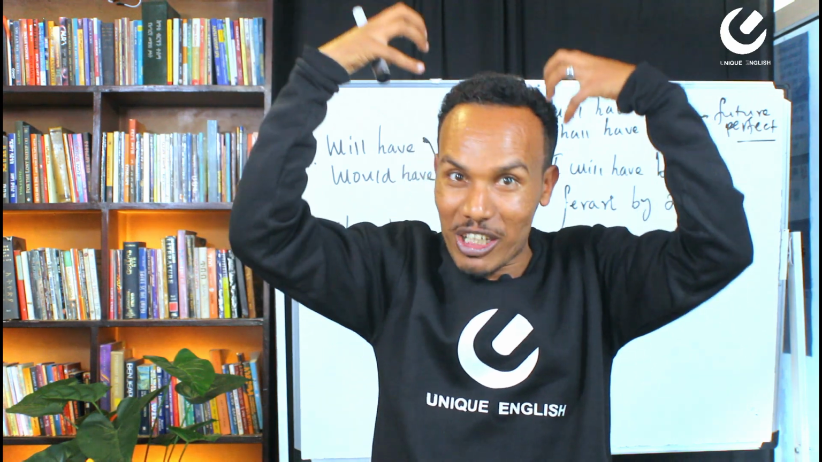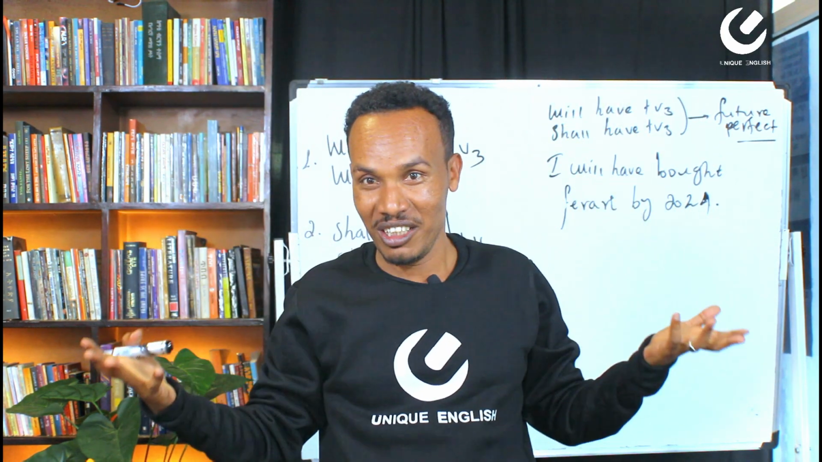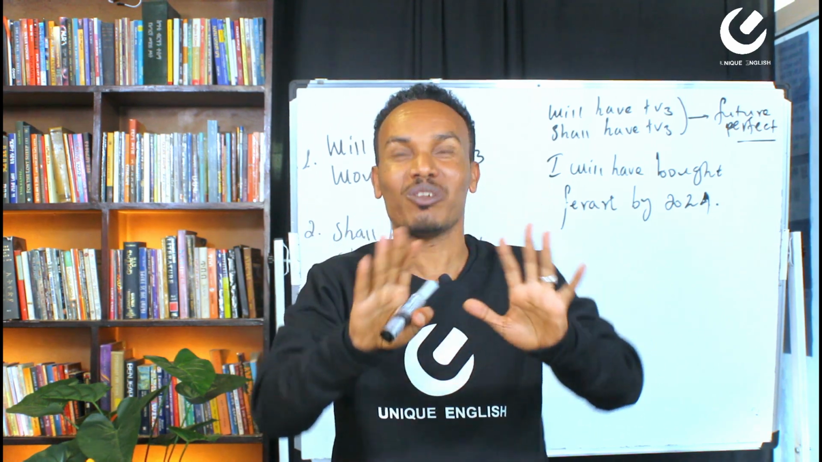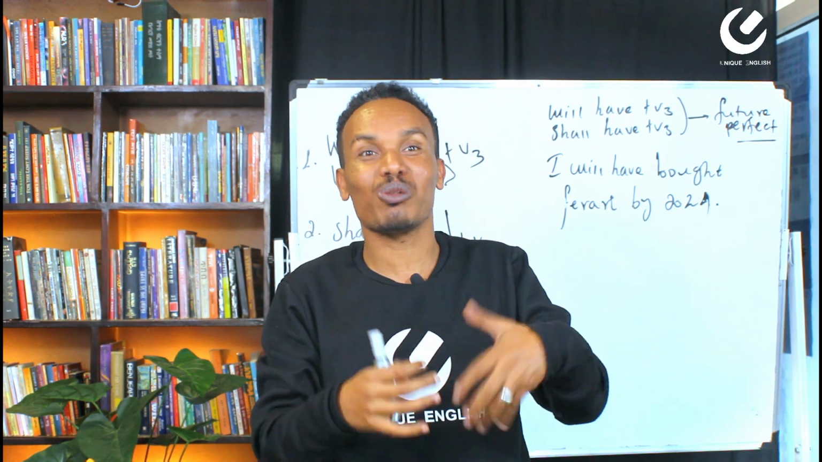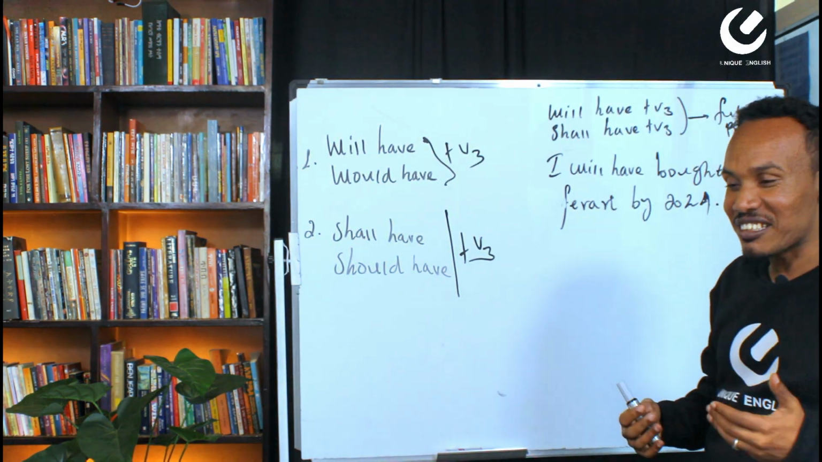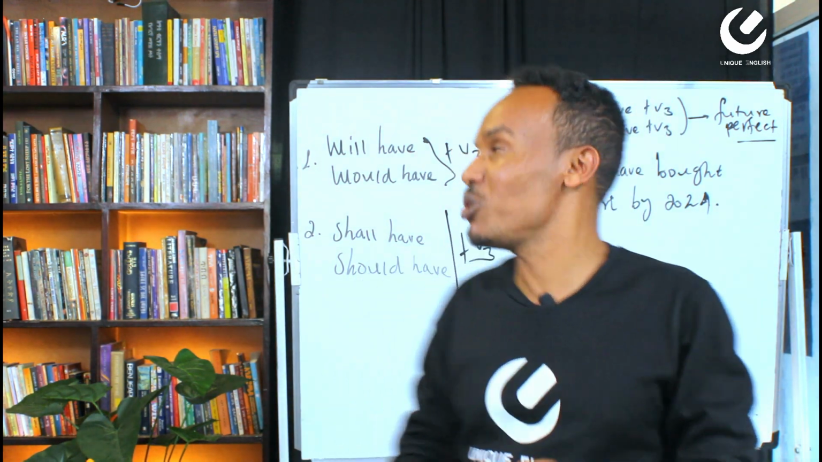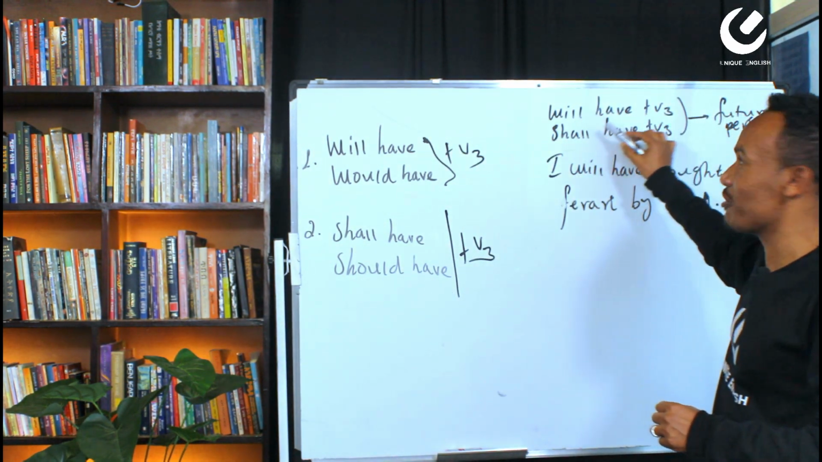When you have some sort of imagination about your future and you see it as if it is completed right now, so you use the future perfect tense, all right? So future perfect tense, mostly when people speak in English, they say, I have bought this car, I have bought a house, I have graduated, they use future perfect.